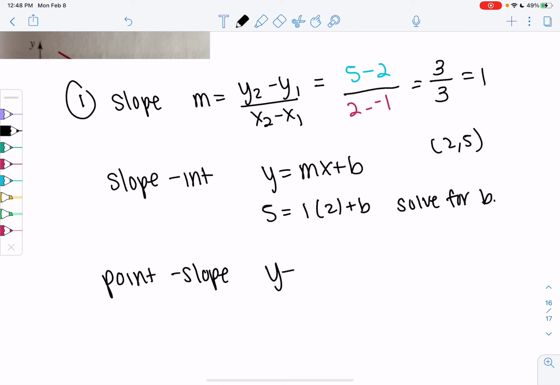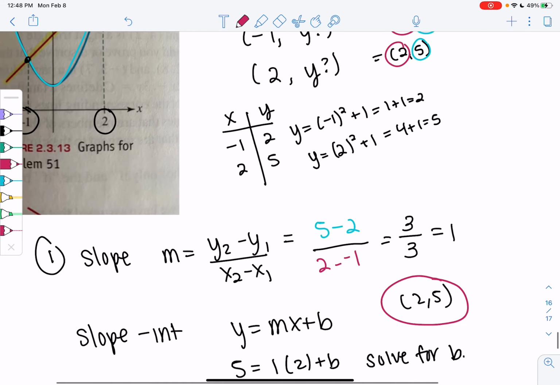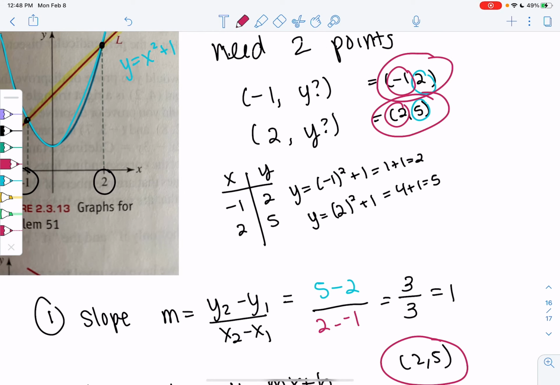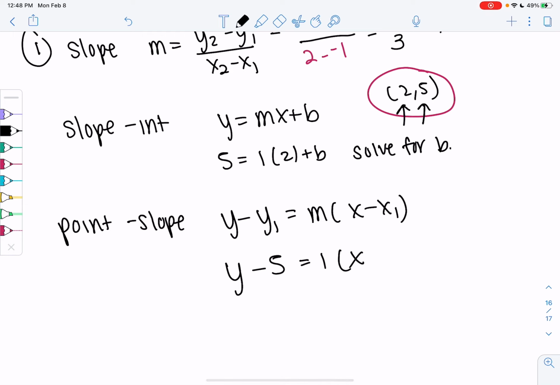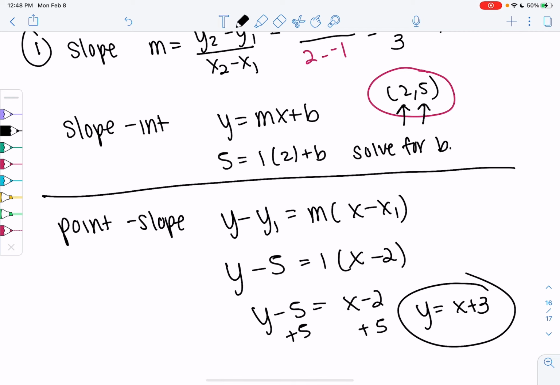we know it's y minus y1 equals m times x minus x1. And I'll just use the 2, 5 point as well. Again, you can use the other point. Either point works. After simplifying, we'll get the same thing. So we'll say y minus 5, because that's my y1, equals m, which is 1, times x minus x1, or 2. So y minus 5 equals x minus 2, add 5, y equals x plus 3. And if you were to do the first method and solve for b, you should have gotten 3 for b. So hopefully this helps.